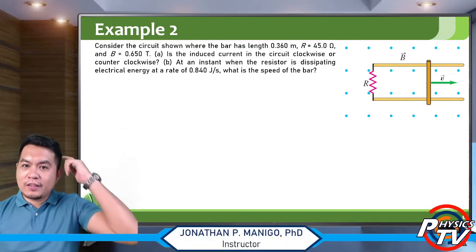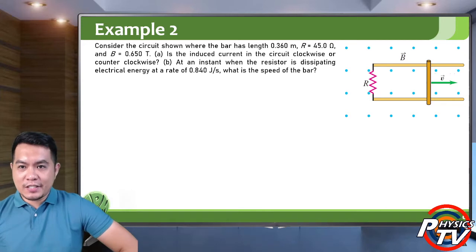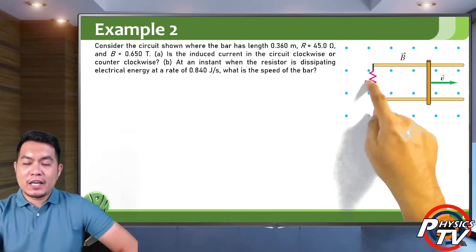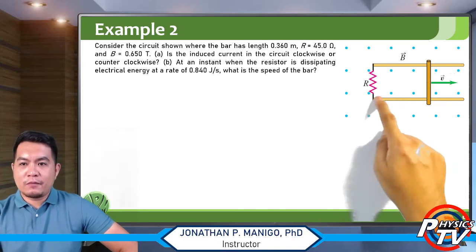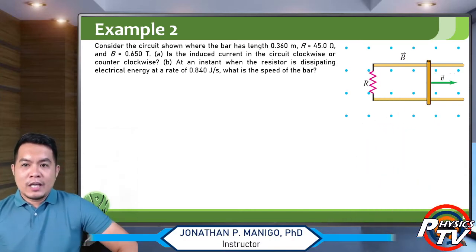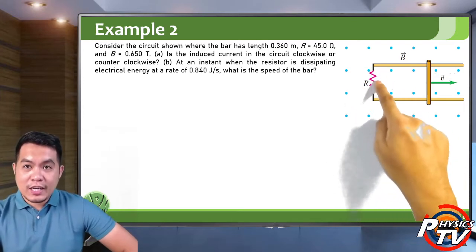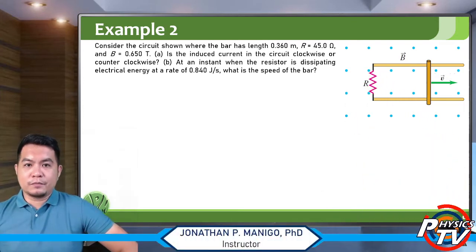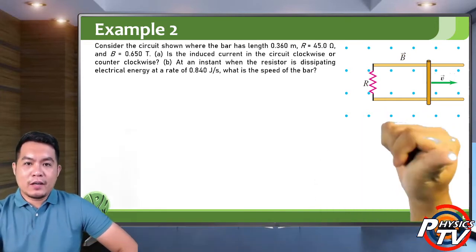So in this circuit, the length of the rod is 0.36 meters. The resistance of this resistor here is 45 ohms. We will assume that there will be no resistance for these connecting wires. So the total resistance of the loop is just due to this resistor here. And the magnetic field is 0.650 Tesla out of the page.